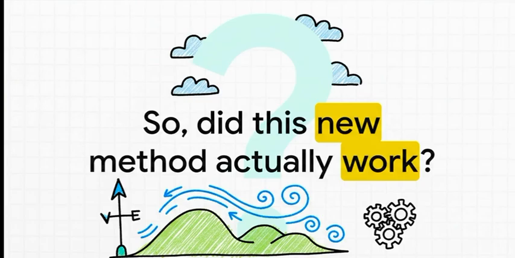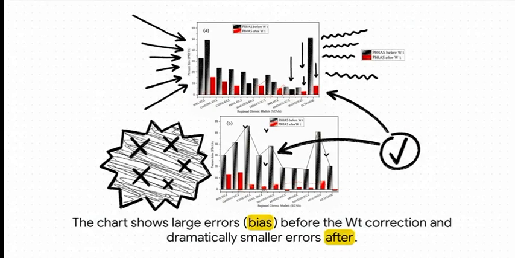Yeah, that's the million-dollar question, isn't it? Did this clever little terrain-based trick really make a difference in how accurate the models were? Oh, you better believe it did. And this chart just says it all. I mean, look at this. On the left, you see these huge bars. That's how wrong the models were before this WT correction. And then on the right, look how tiny those error bars get. It's a night and day difference, and it worked across a whole bunch of different models.